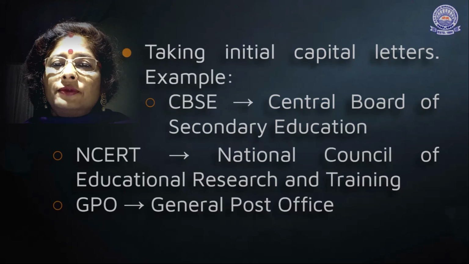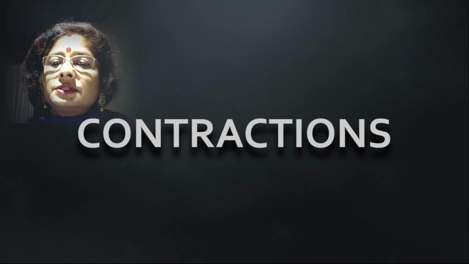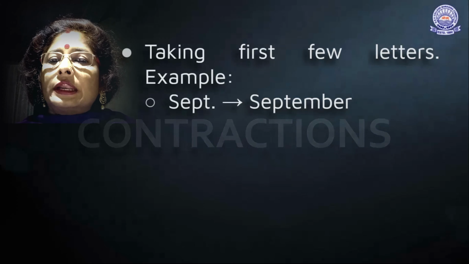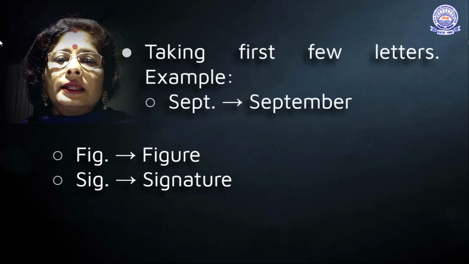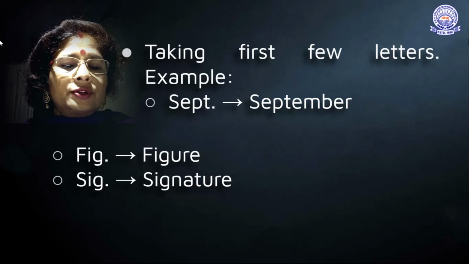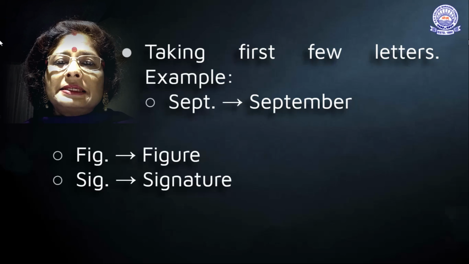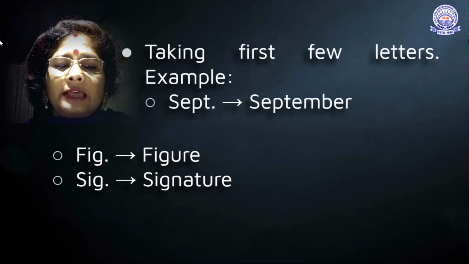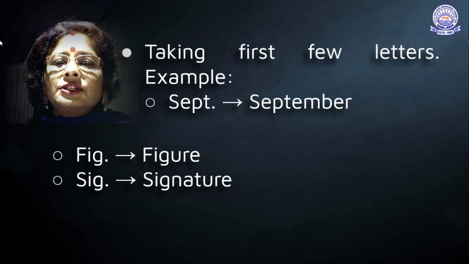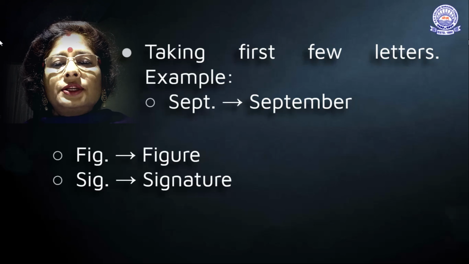Another type of abbreviation is contractions, means taking the first few letters of the word, so that can be called contractions. Take an example. SEPT dot is September. FIG dot is figure. SIG dot is signature.